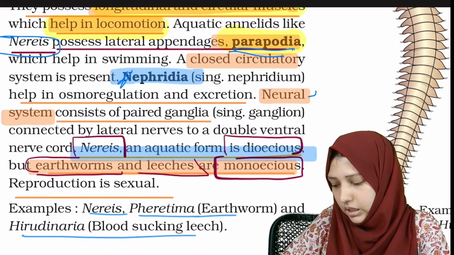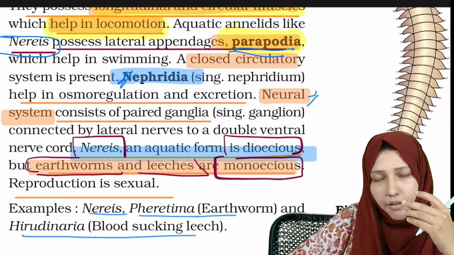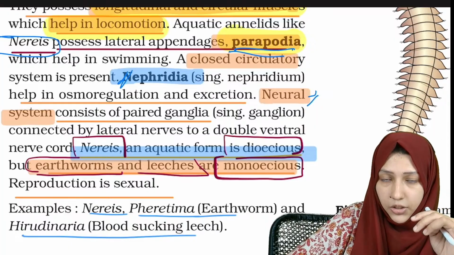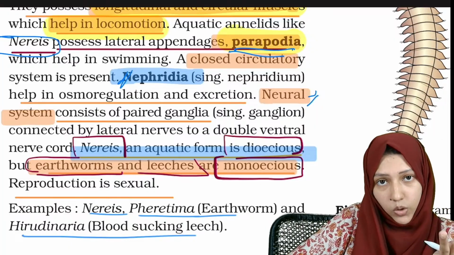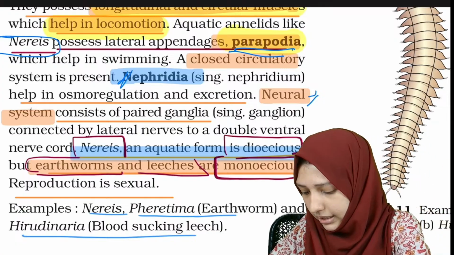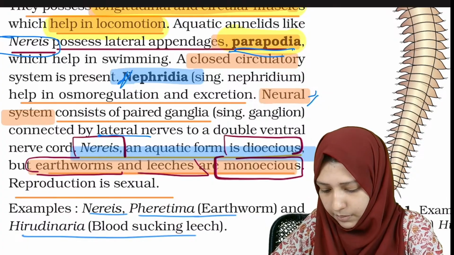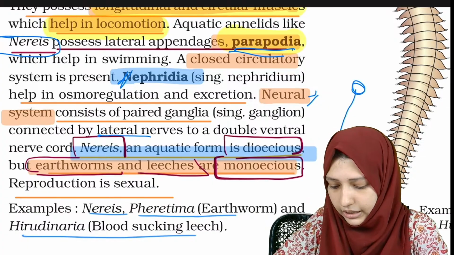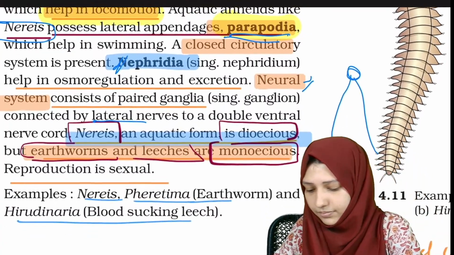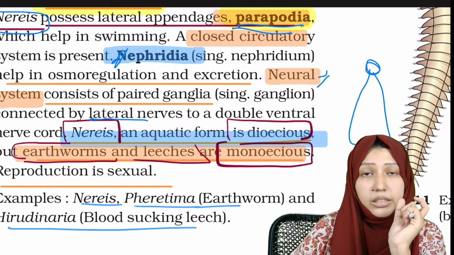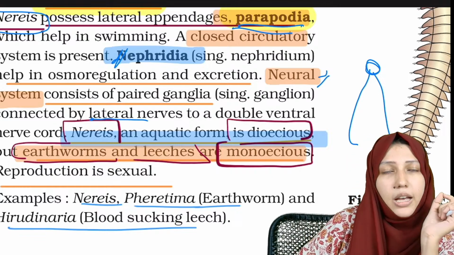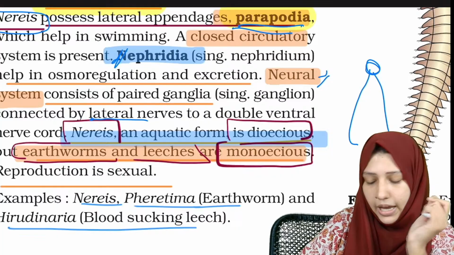And neural system. We said that they have developed organ system level of classification. So, we studied about the excretory system having nephridia. Now, the neural system has ganglia, and these ganglia will be connected by lateral nerves. And Nereis is an aquatic form. Nereis is a special organism in annelids, and it is an aquatic form, and it is dioecious.